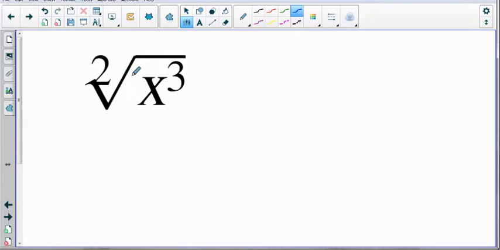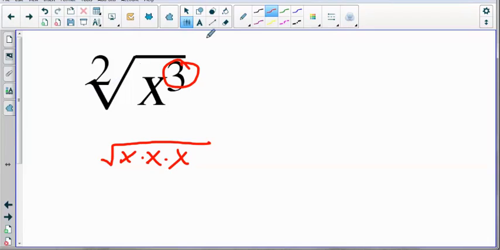Here we have the square root of x to the third power. Once again, that is the same thing as saying the square root of x times x times x, where you see x 3 times. And I'm looking for groups of 2. Well, here's a group of 2. That's x times x, and the square root of x squared is x. So it's whatever's in there, just like with the numbers. And there's also an x left underneath. So the answer turns out to be x times the square root of x.